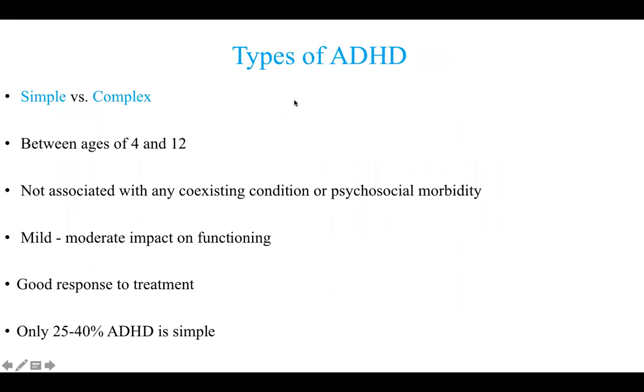One should know that there are two types of ADHD: the simple and the complex. The simple ADHD, though it is simple, is not so simple in terms of prevalence. Only 25 to 40% of ADHDs are the simple type. When do we call them simple ADHD? When there is no comorbid condition.